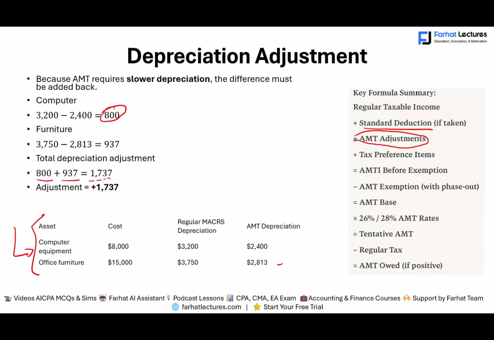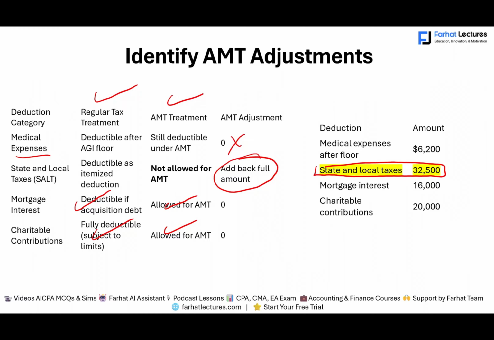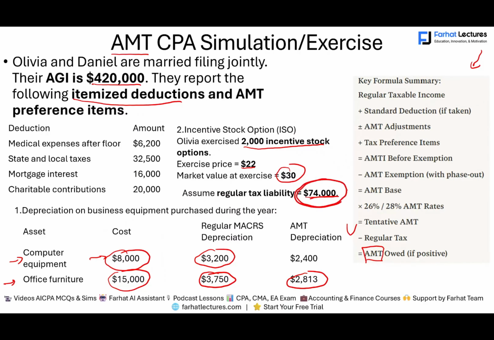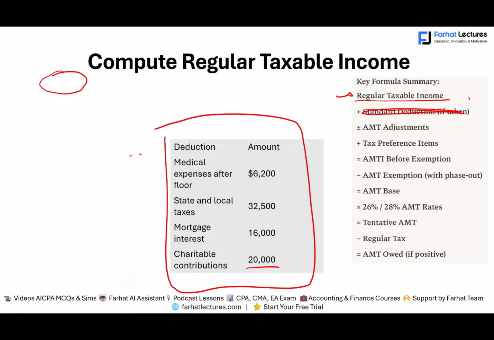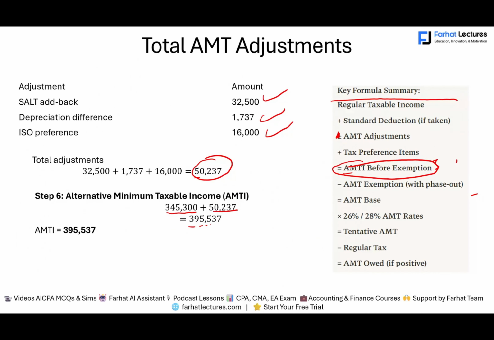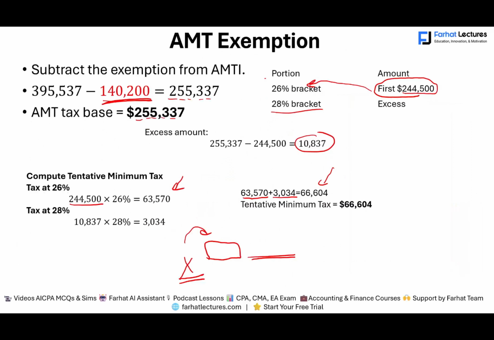If you remember when I started this exercise, I told you that the regular tax liability was 74,000. Now, if the regular tax liability was 50,000, let's assume that's the case, then you are ready to compare the two to see the difference. It would be the difference between 50,000 and 66,604, which is 16,604, and this would be the extra that you'll have to pay, called AMT, which in this situation did not apply.